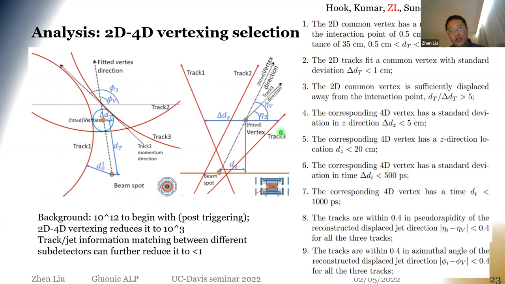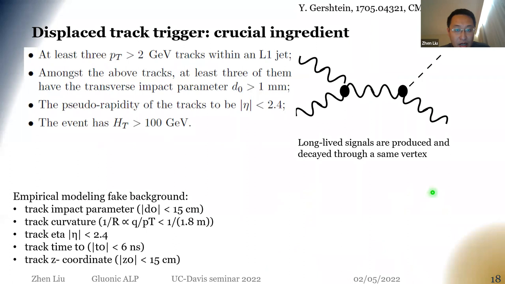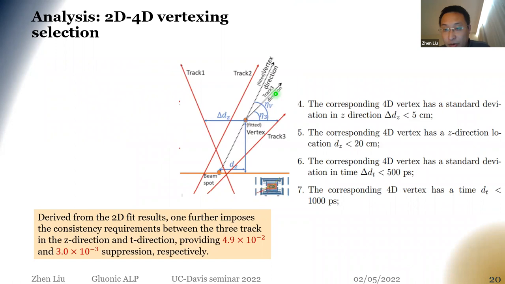Then for the B meson, the B meson lifetime is about 450 microns. Here we have a minimal displacement of 500 microns. That, plus the transverse impact parameter, is a very good fit quality. We have a transverse impact parameter bigger than 1 millimeter. So those two requirements already remove the B meson background very effectively. In fact, people have shown that for displaced jet searches, they remove the B meson background completely already.